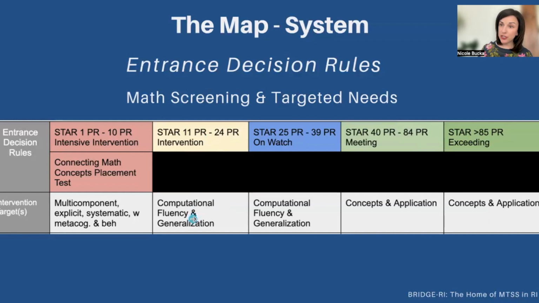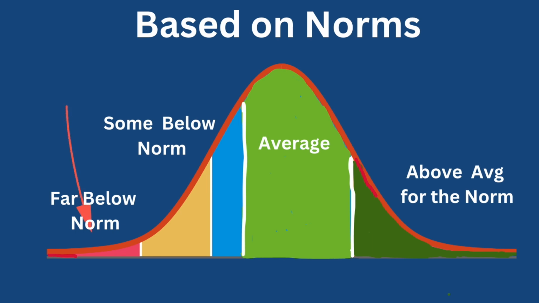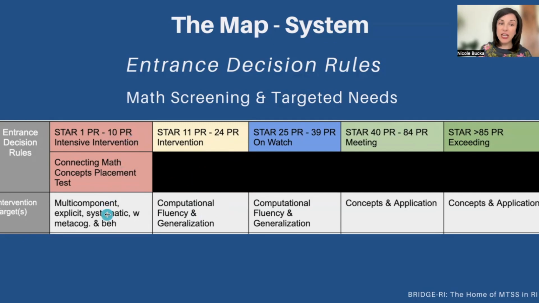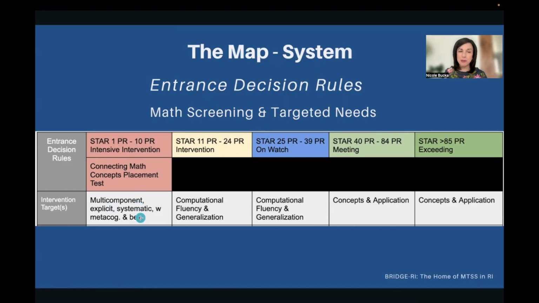This is similar to intervention, whereas those in the 1st through 10th percentile are far behind at this point. And the general education curriculum is what got them here. So no, we don't want to do more of that. They're going to need a very different type of intervention, a multi-component, explicit, systematic intervention with metacognitive and behavioral approaches embedded. Why? Because what we know about this profile of learner is that they are the most complex. They're complex behaviorally. They likely have attention struggles, memory struggles, possibly language struggles. So this intervention needs to remediate for all of that together in one.